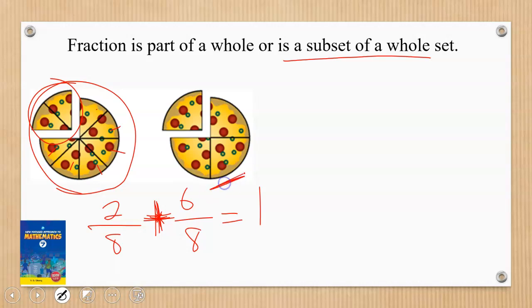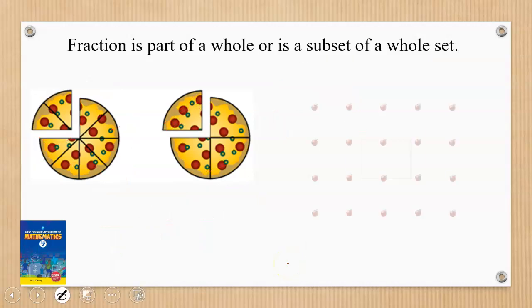Look at the second pizza also. It has been divided into 4. One part has been taken. Let's say you are eating this portion, and your younger brother or sister is eating the remaining portion of 3 out of 4. When we put this together, we should get 1 whole. And that is what we are trying to establish here.